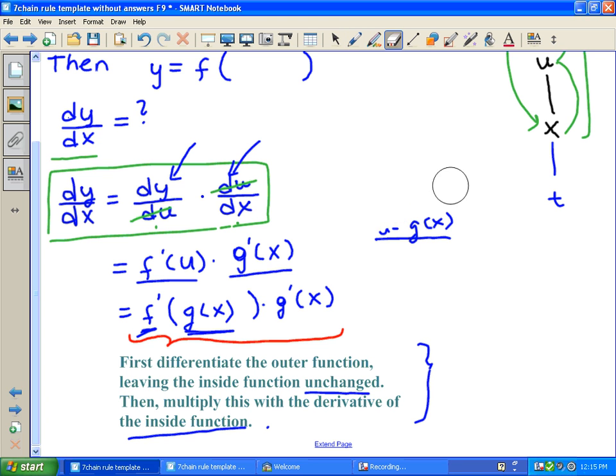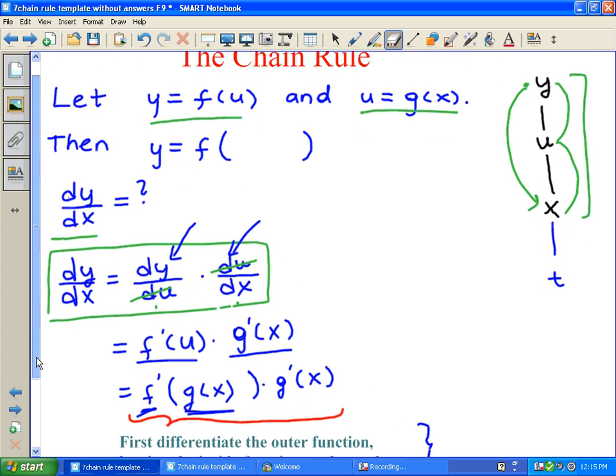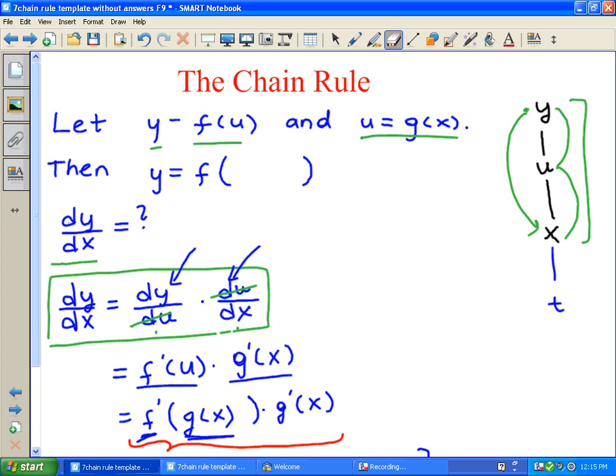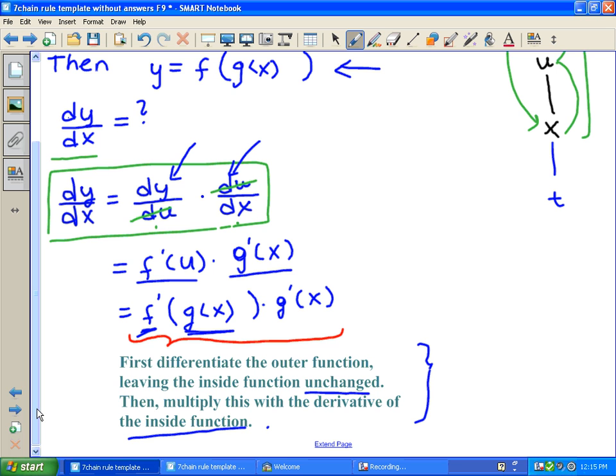Just a reminder, once again, the original function that we were trying to differentiate was y equals f of u, and since u equals g of x, the original function was y equals f of g of x. We have a convoluted function, an inside and an outside: y equals f of g of x. So what we're saying is, to differentiate that, this is what we need to do. Differentiate the outside function first, leaving the inside function the same, and multiply that with the derivative of the inside.